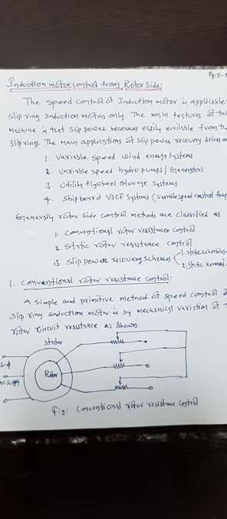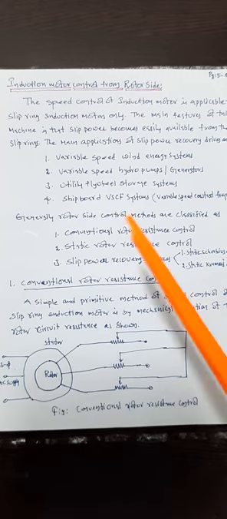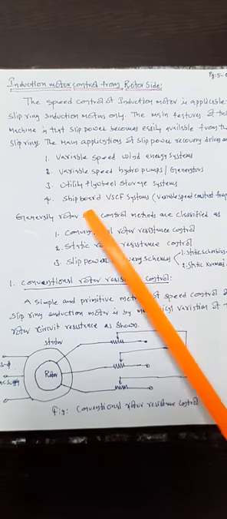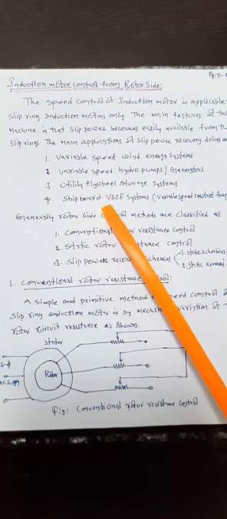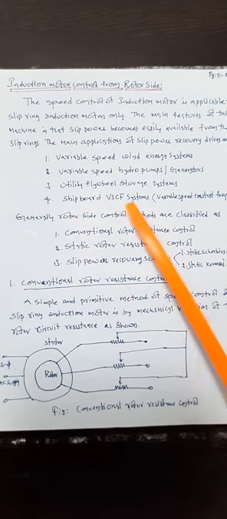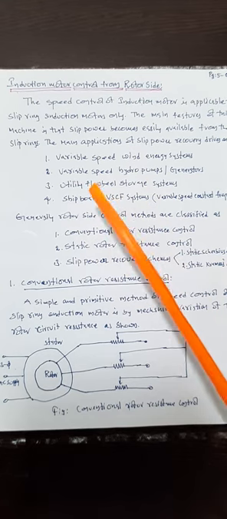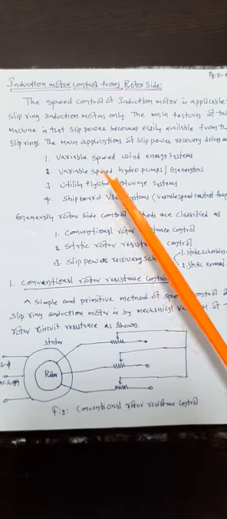Yes, the main applications of slip power recovery drives are variable speed wind energy systems, variable speed hydro pumps or generators, utility flywheel storage systems, and shipboard VSCF systems, that is, variable speed and constant frequency systems. These are some familiar applications of rotor side speed control.